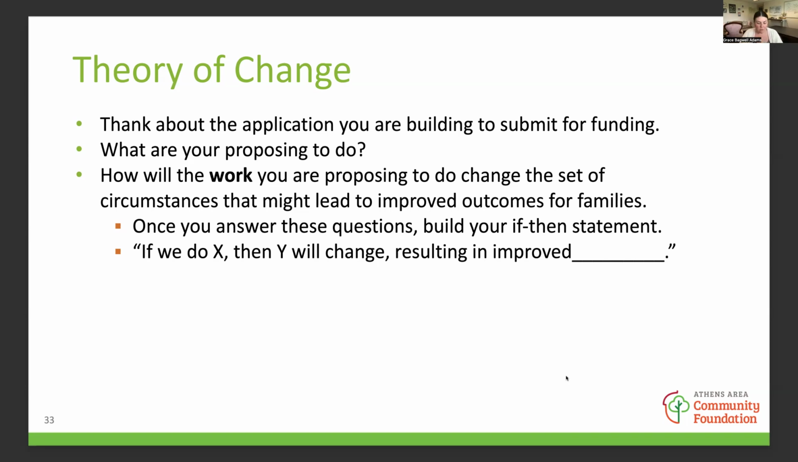Okay. So you really want to sit down and think about, I am going to be asking for funding to support work doing what? Okay. What am I proposing to do? How will that work change the set of circumstances that might lead to improved outcomes for families?